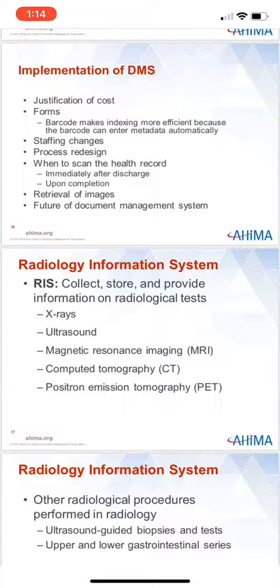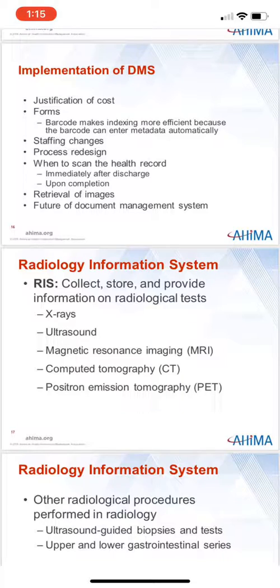The barcode makes indexing more efficient because the barcode can enter metadata automatically. The recommended barcode symbology or format is Code 39, also known as Code 3 of 9. These barcodes should be placed on the form in a standardized location.